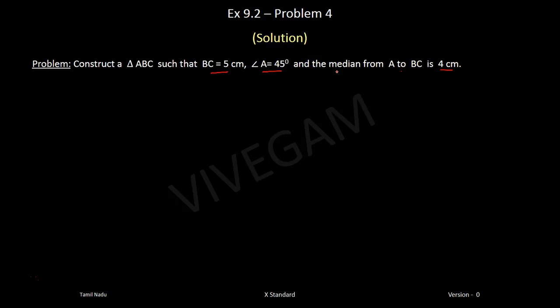Now can you pick up the difference? Earlier they told altitude, now they are saying median from A to BC is 4 cm. So that is the only difference, otherwise it's the same.